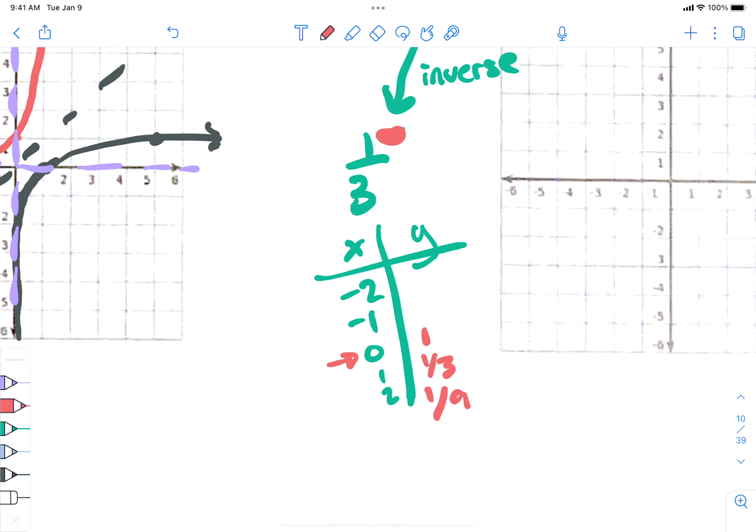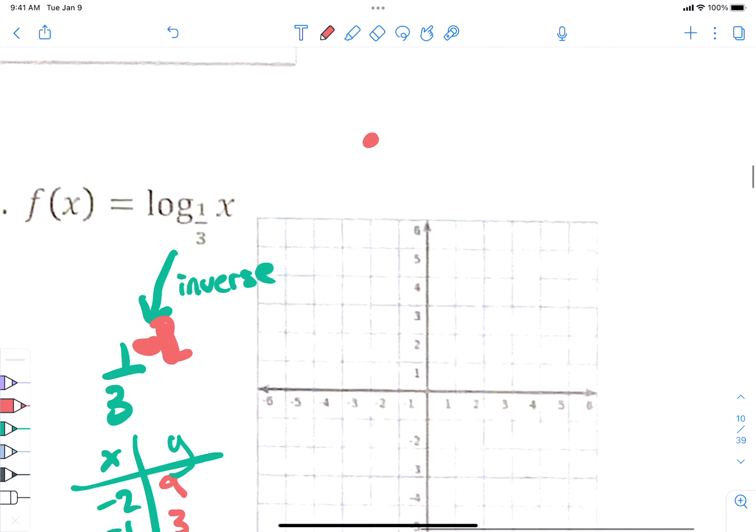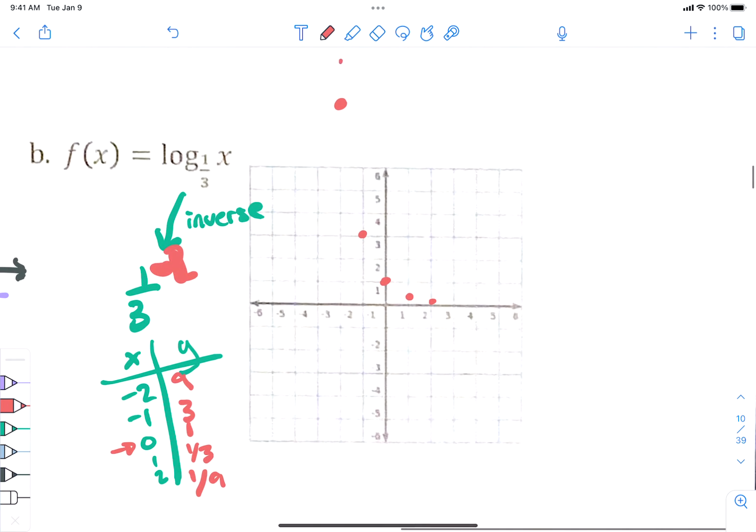Okay, what happens to the -1 power? 3. Flips it, becomes 3. To the -2 power would be 9, right? Okay, so -2 is at 9, which is up here a little ways. -1 is at 3. 0 is at 1, and then we go like this, something like that, right? Okay, what's the difference between this one and the last one that we graphed?